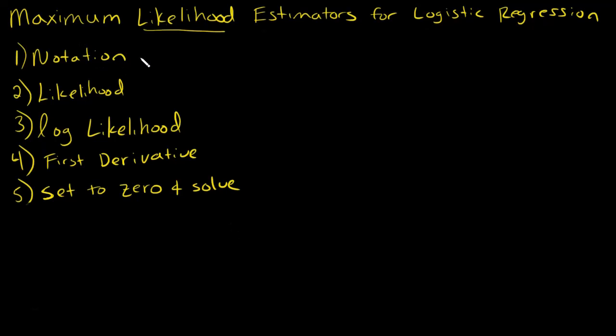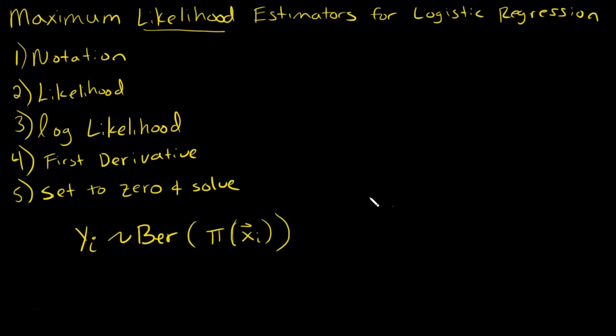Okay, so let's start with the notation. Let us assume that yi follows a Bernoulli distribution. Why Bernoulli? Because Bernoulli is a distribution for zeros and ones. The probability that y equals 1, which is the parameter that a Bernoulli distribution takes, is going to be pi, and I'm going to take all of those independent variables xi.